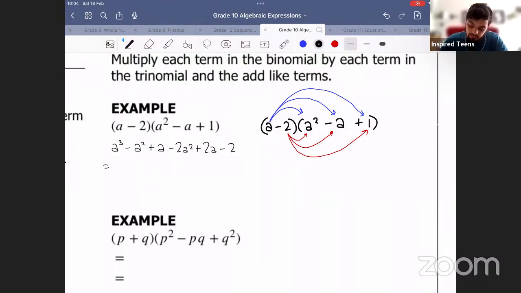Okay, now we just simplify and identify our like terms. This one and that one are like terms, and this one and that one are like terms. Those are the only ones we simplify. Write it in descending power, so the highest power first. So a cubed, minus a squared minus 2a squared is minus 3a squared, plus a plus 2a is plus 3a, and we have our constant term, which is negative 2.